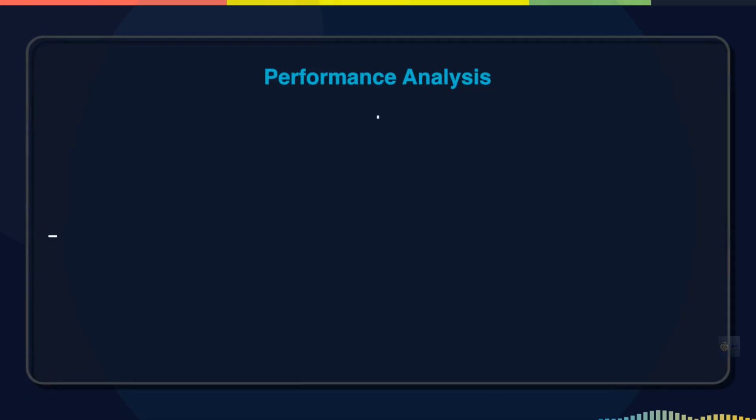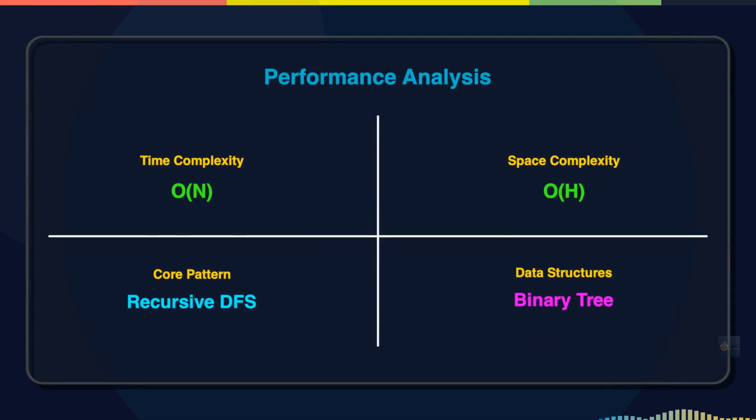Looking at the complexity, the time complexity is O(n), where n is the number of nodes, because we must visit every node exactly once. The space complexity is O(h), where h is the height of the tree, representing the maximum depth of the recursive call stack. And that is LeetCode 104 mastered.